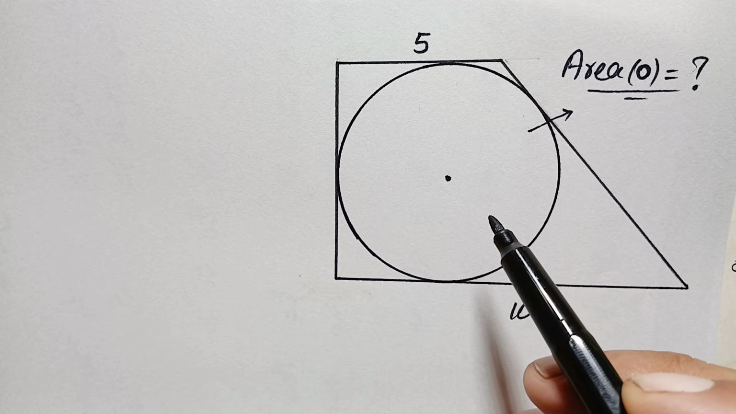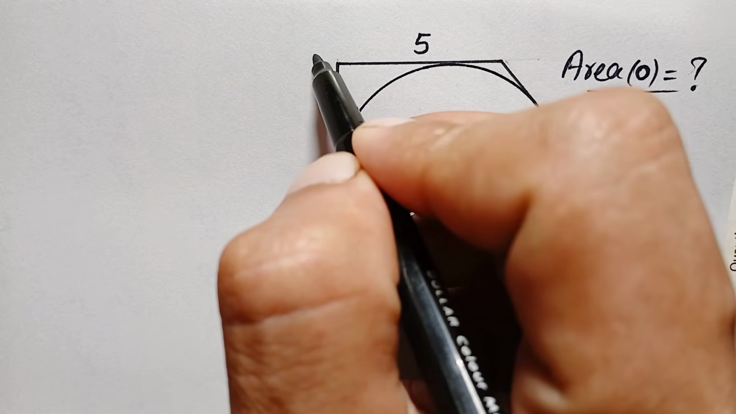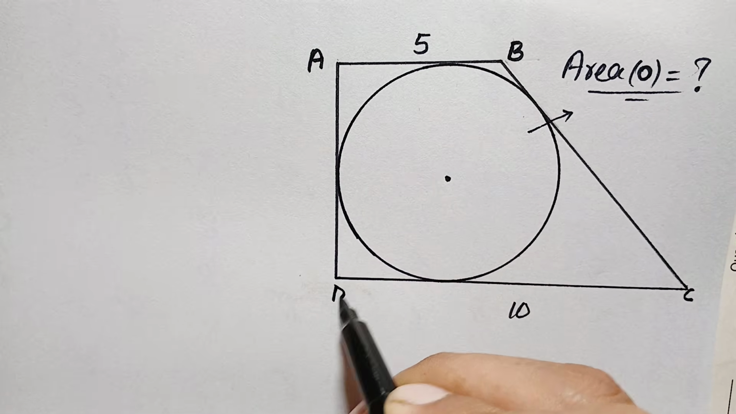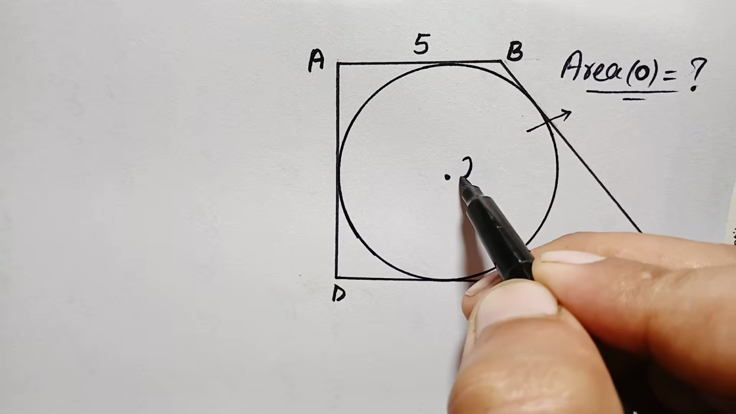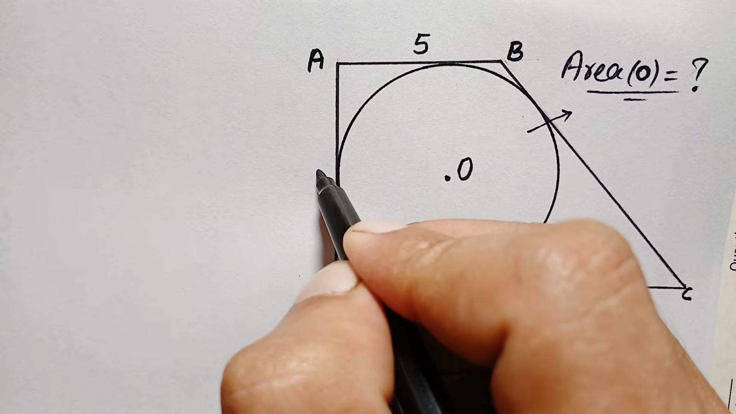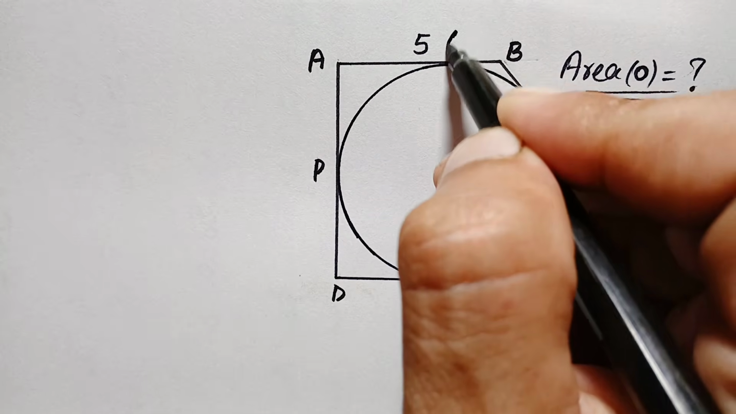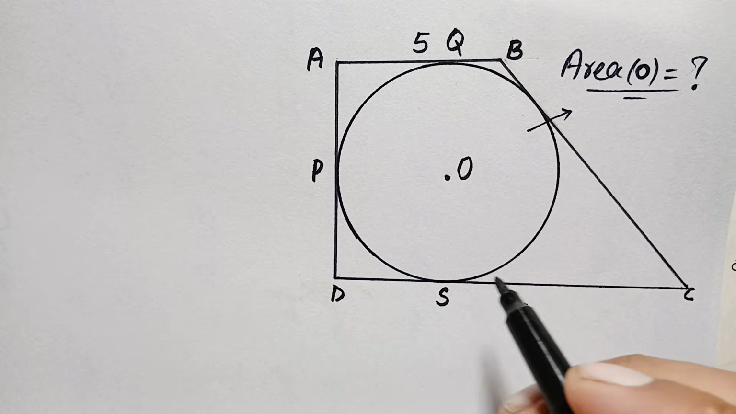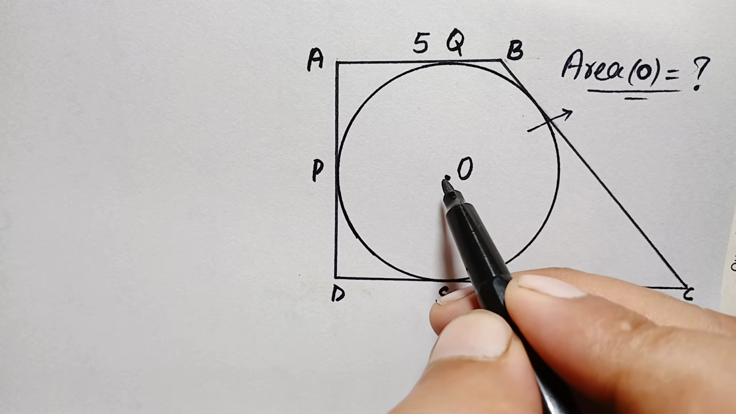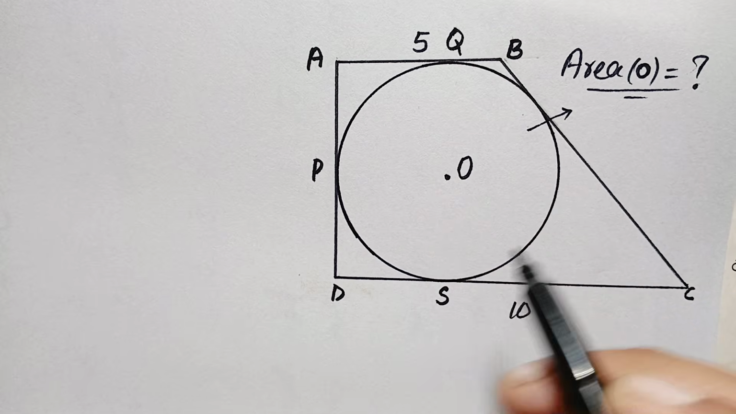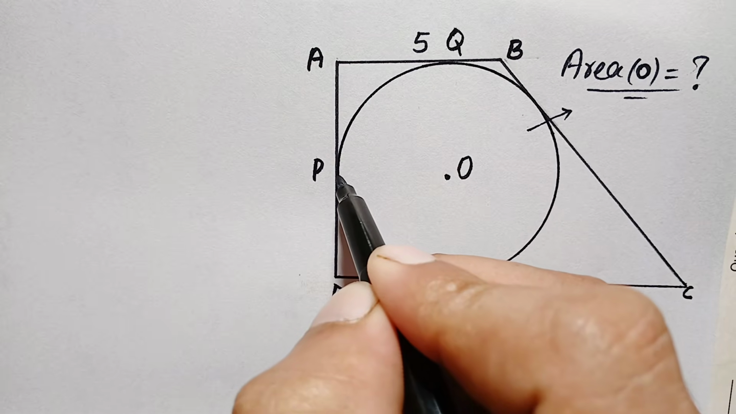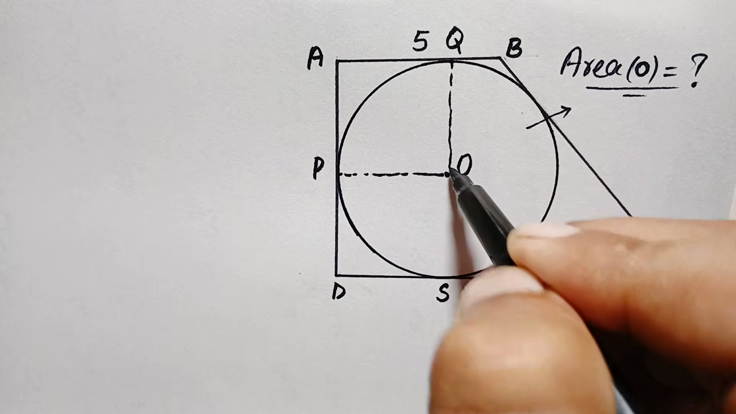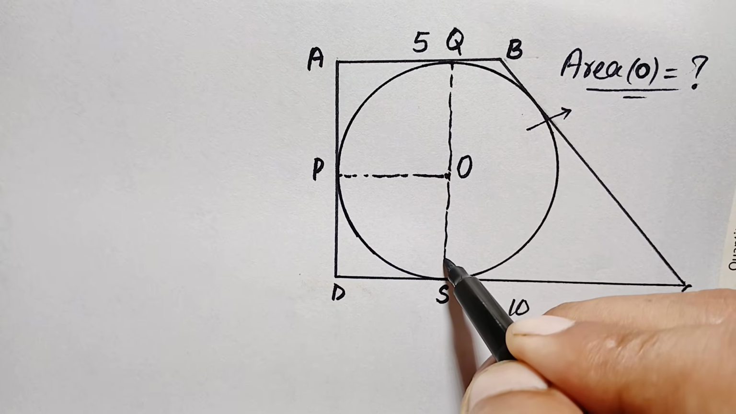Now how can we solve this beautiful geometry math problem? First of all, let us suppose this is our figure, trapezium ABCD. Let us suppose this is the center of the circle, and this is point P, this is point Q, and this is point S, where the circle touches the right trapezium. So first of all, we will connect this center with points P, Q, and S. Let us connect this. Also connect the center with point S.